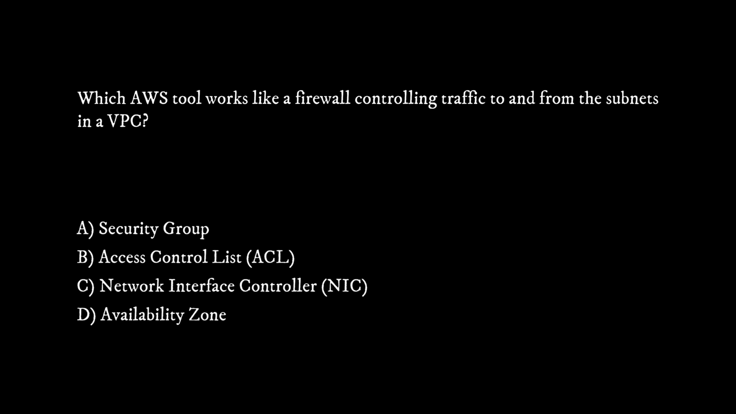A is wrong. Security groups are like Steve the secretary and control access to specific EC2 instances. B is correct. The control list can be seen as a firewall. C is wrong. Remember, a NIC is what an EC2 instance uses to connect to other computers, or in our analogy, a phone in a cubicle. And so D is also wrong. And an availability zone is what EC2 instances are physically located in, or the building in our analogy.